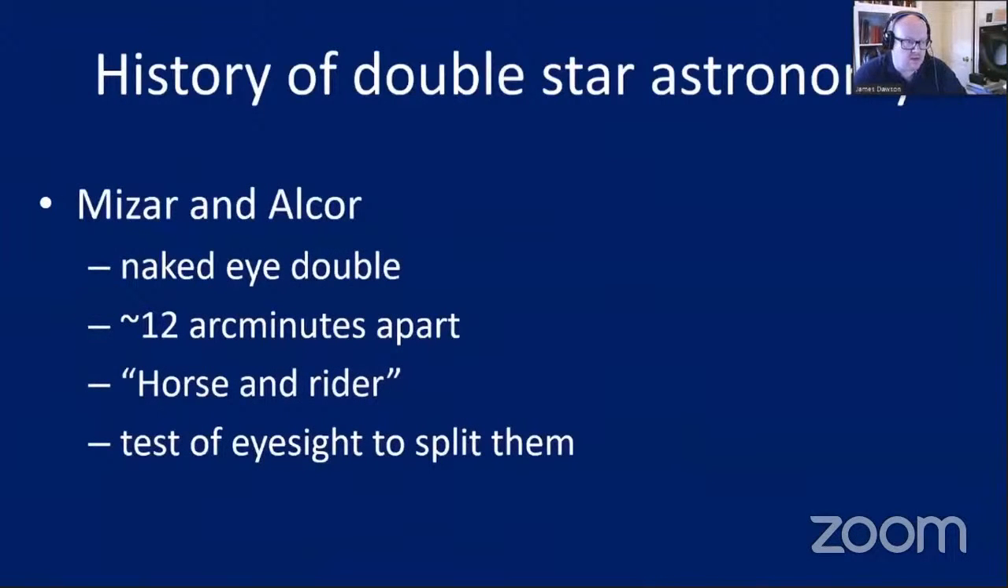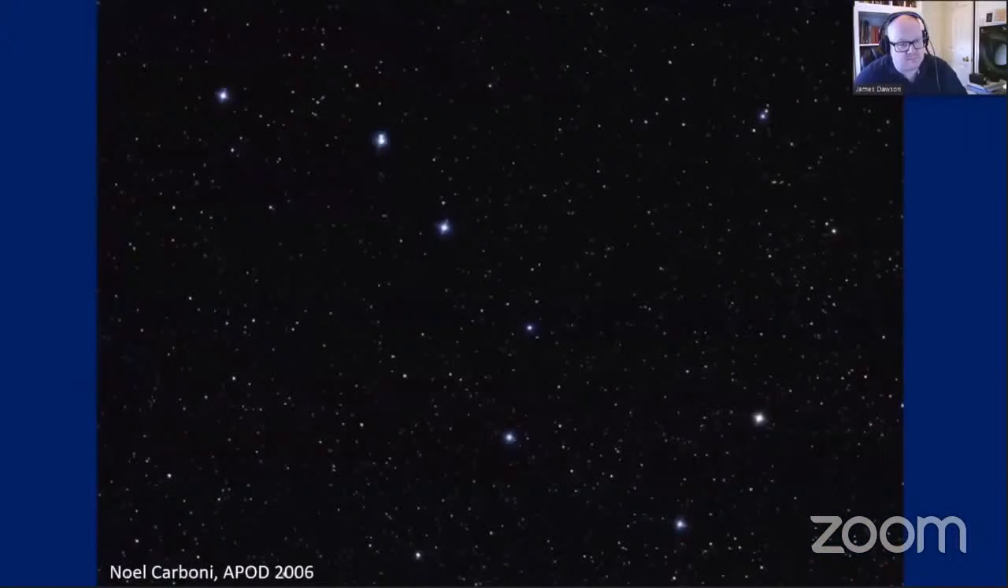Here we go. Mizar and Alcor, these are in the constellation of Ursa Major. They're a naked eye double. And when you look at them, they're about 12 arc minutes apart. And we're going to come back to what an arc minute is shortly. And in various cultures, they've been referred to as different things, but one is the horse and rider. Clearly, Mizar being the horse and the smaller participant, Alcor being the rider. And people often say this is a test of eyesight, whether you can split them. And again, we're going to come back to that in a minute.